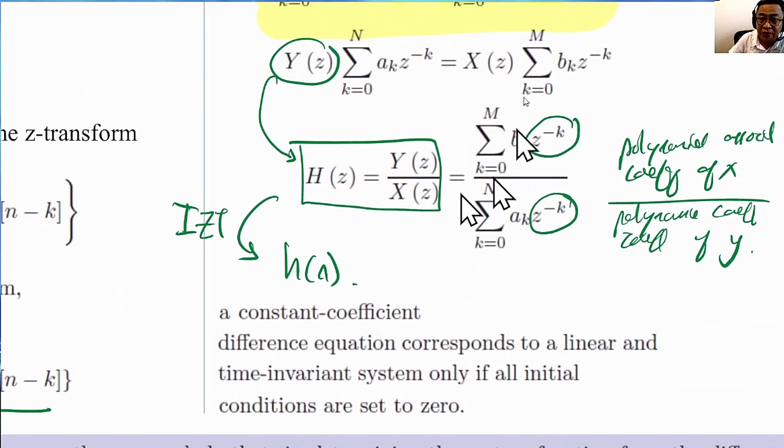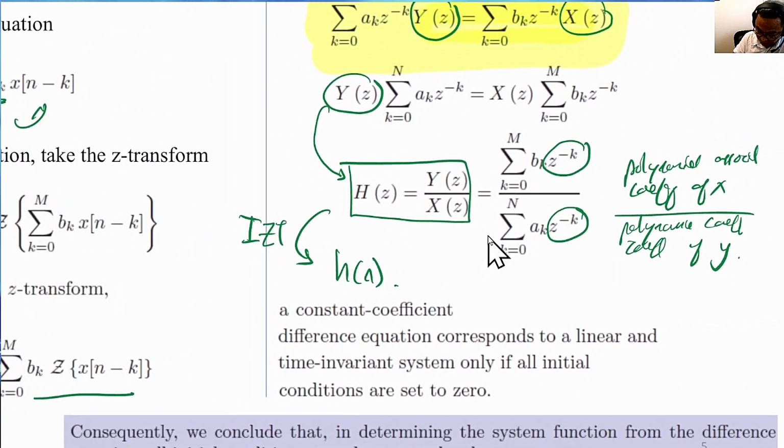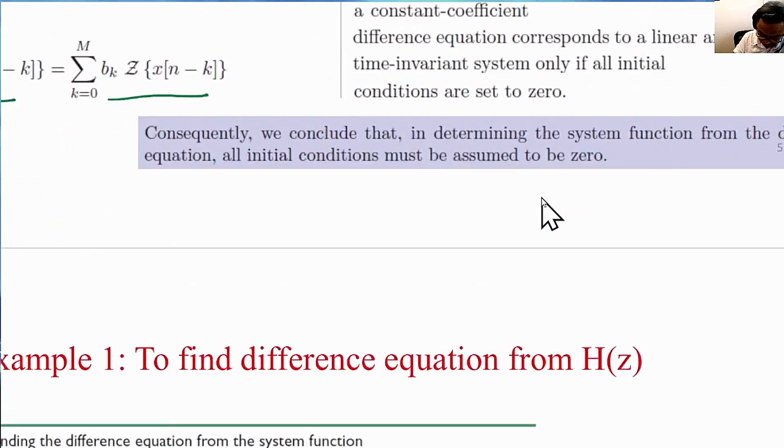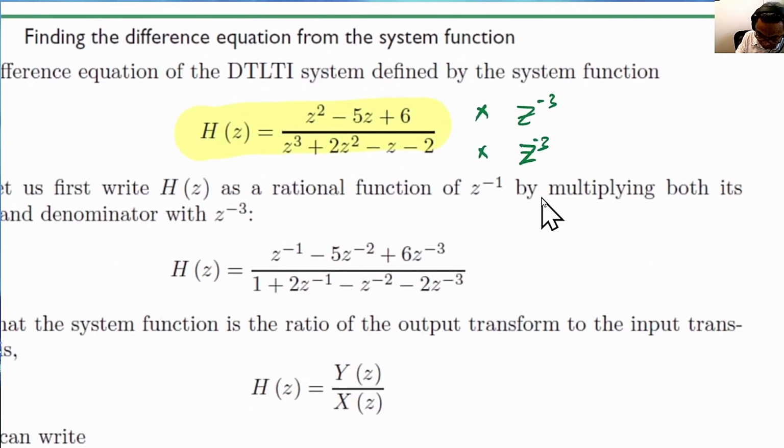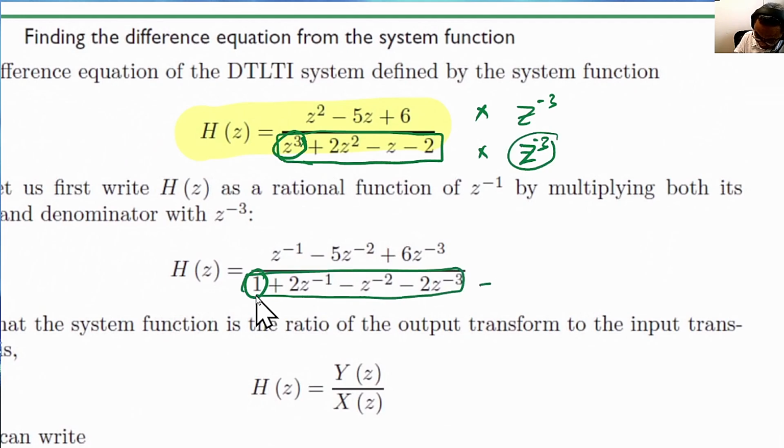Therefore, we need to convert the representation of positive powers of z into negative powers of z. To do that, we simply multiply the top and bottom by z to the power of minus 3. The reason is so that the highest power will become power 0. So in the denominator, when we multiply with z to the power of minus 3, we end up with this equation over here.